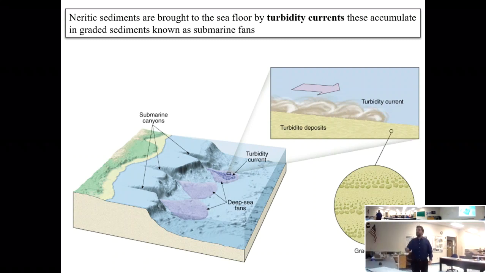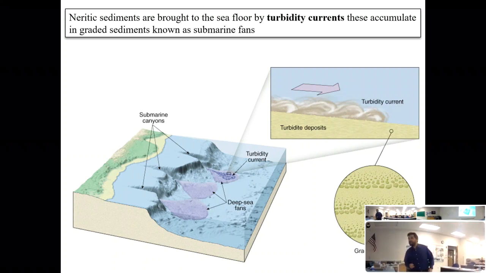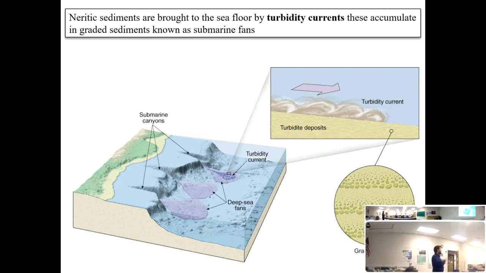So this is maybe what you should draw here for number 8. You have these submarine canyons that are incised and cutting into the shelf, right? And then at the base of those, you have these turbidity currents that will rush down and form these deep sea turbidity, or what are called submarine fans. Okay.